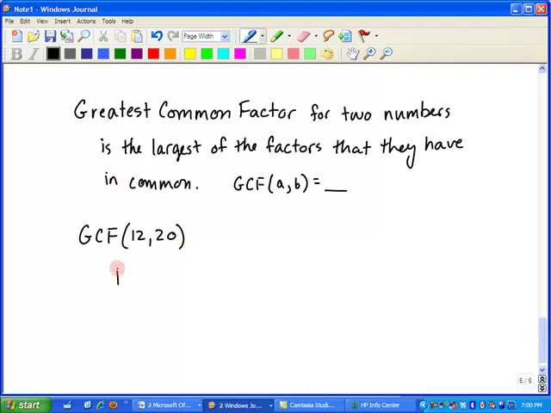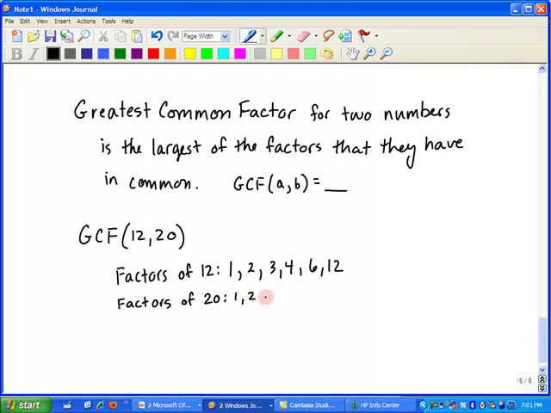Okay. So what we're going to do is list factors of 12. And we're going to list factors of 20. Okay. So factors of 12, starting at the bottom, would be 1. What else? 2. 3, 4, 6, 12. There we go. Okay. 20 would be 1, 2, 4, 5, 10, and 20.